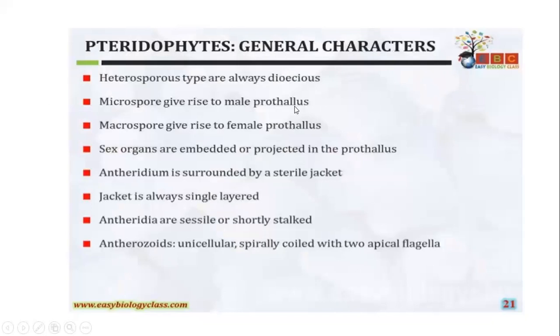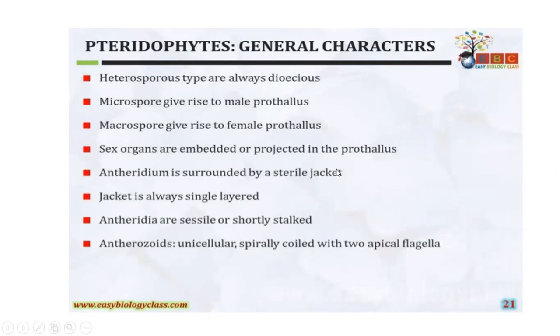Whereas in heterosporous plants, as I told you just now, the microspore will form the male prothallus, and the megaspore will give rise to the female prothallus. Because the two spores, two sporangia and two cones are different from one another, the gametophyte developed from the heterosporous type of spores is always dioecious.